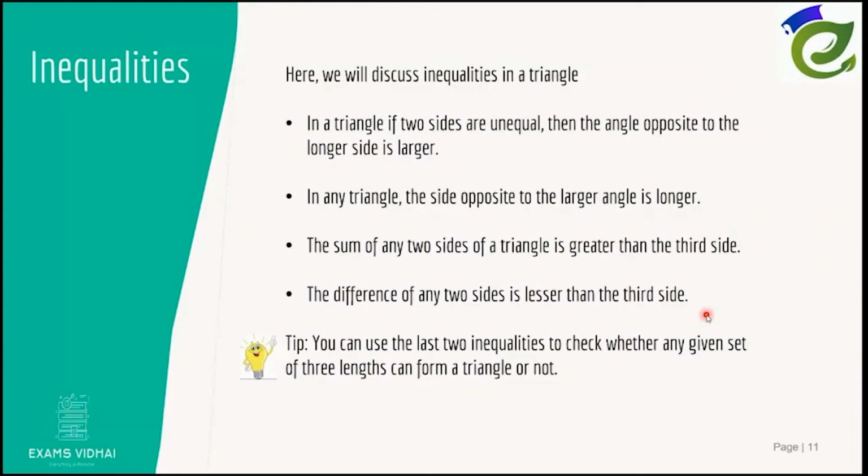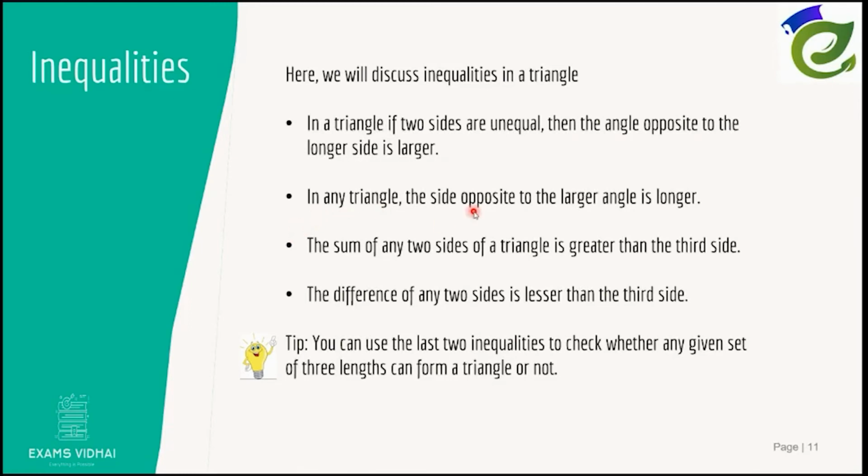Now we'll discuss inequalities related to a triangle. There was a previous year question in NMMS from this topic, so pay attention. The first one states that in a triangle, if two sides are unequal, then the angle opposite to the larger side is larger, which means that if you take two sides of a triangle, whichever side is larger, the angle opposite to that will be larger.